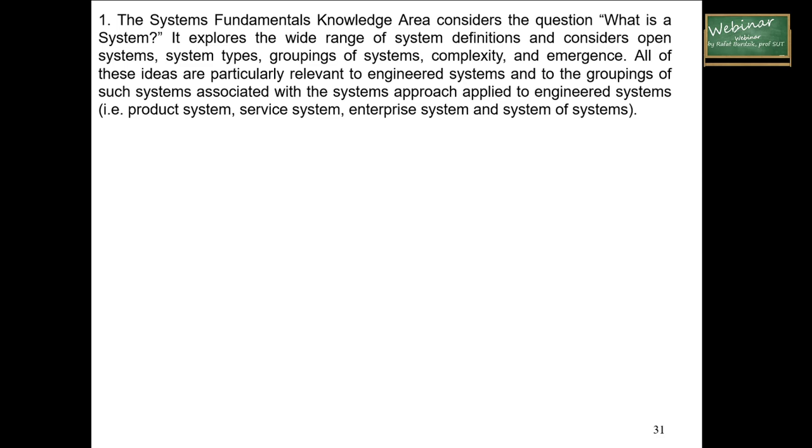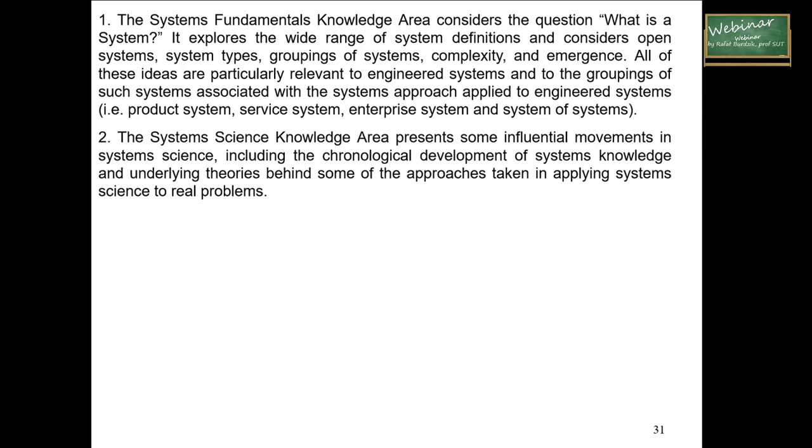So these are all systems which have to be considered in terms of the complexity of the system which we want to design, for example. The second key element is the system science knowledge area, which represents some influential movements in system science, including the chronological development of system knowledge and underlying theories behind some of the approaches taken in applying systems science to real problems. So this is the next key knowledge area which has to be studied when you want to start to work with the system engineering approach.